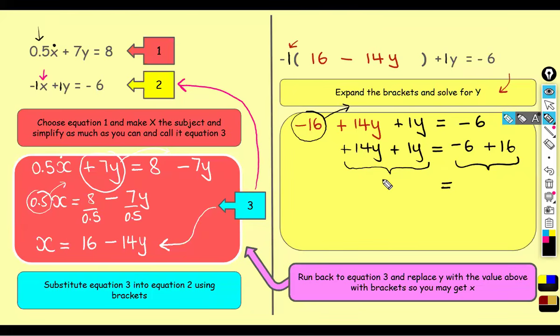14y plus 1y is 15y. -6 plus 16 is 10. So when we solve for y here now, we're going to get 10 divided by 15. I think something odd is going to happen here.